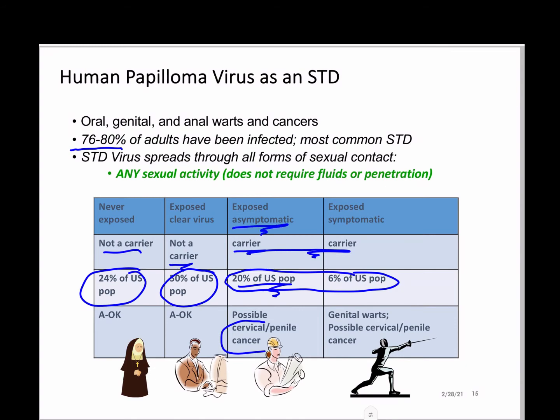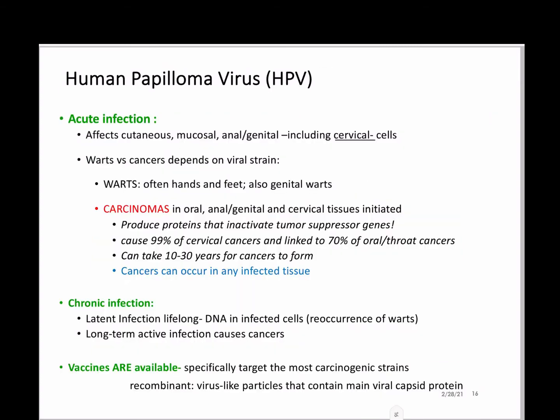And while it's latent and they don't see symptoms, there can still be enough active infection going on to produce cancer growths. And then there's 6% of the population that has been exposed and does have symptoms, and so they can see warts, dermal warts, or genital warts. And because they do have those viral changes in cell cycle regulation, they also can get possible cervical or penile cancers. There are a lot of strains of HPV, and they will infect different tissues, and they'll cause different symptoms.